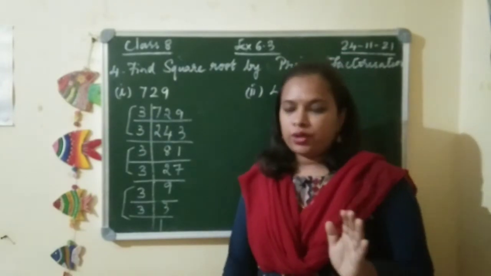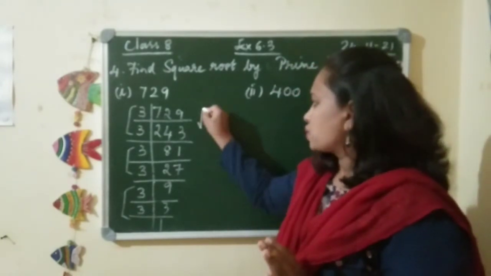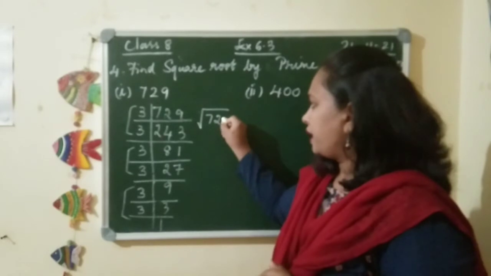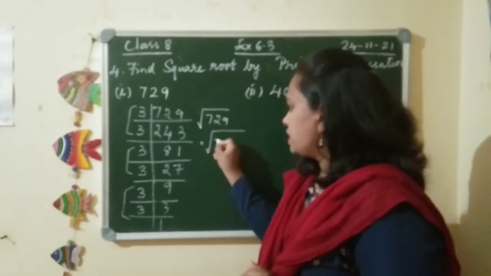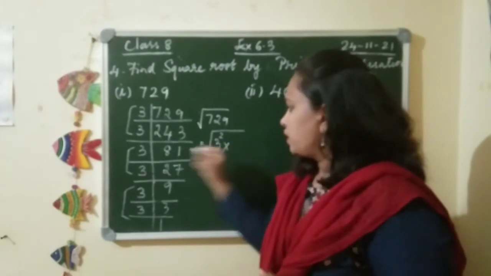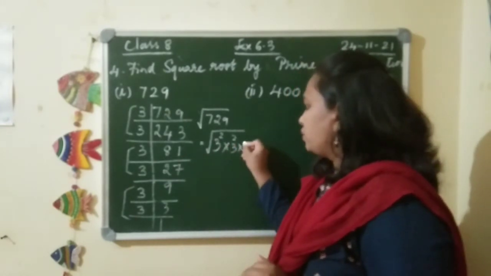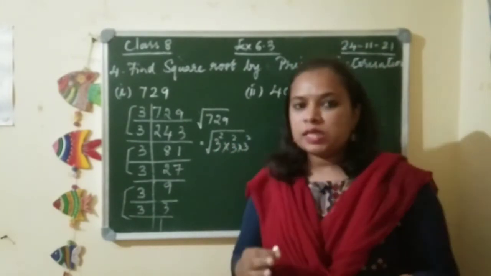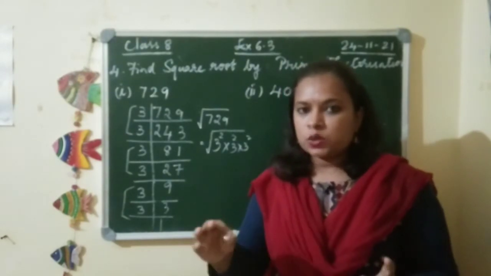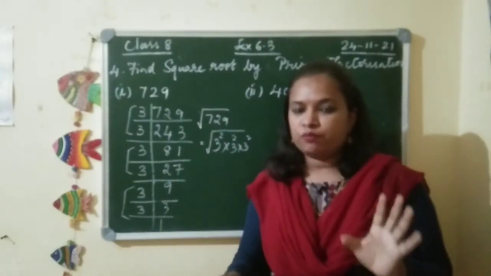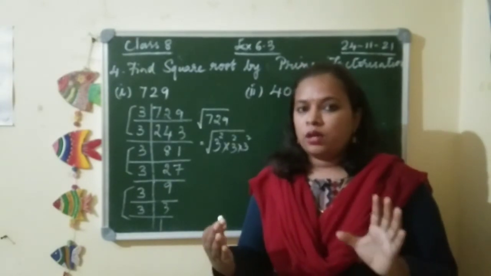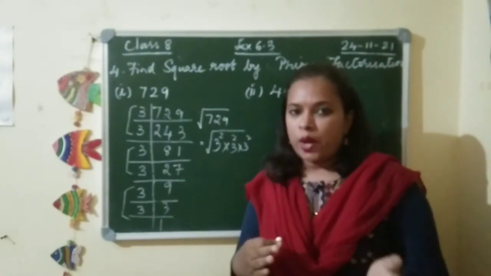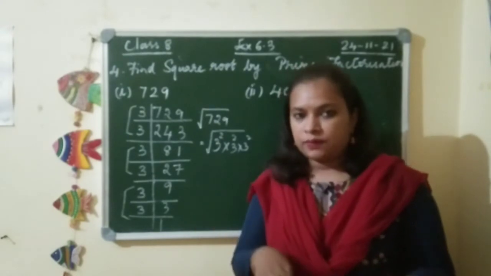So whenever you write the square root of it, the square root of 729 will be equal to the square root of 3 square into 3 square into 3 square. When I started this video series about squares and square roots, the first video I put out was about removing the square root and the square. If you don't know how to remove the square root and square, please check that video.